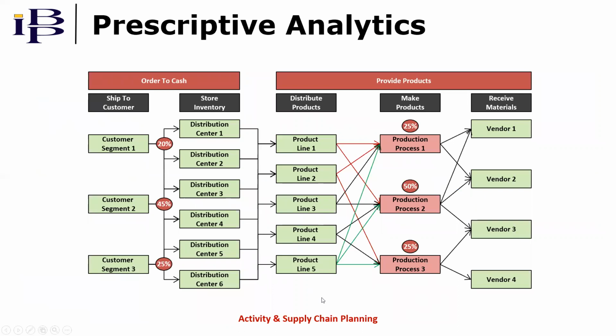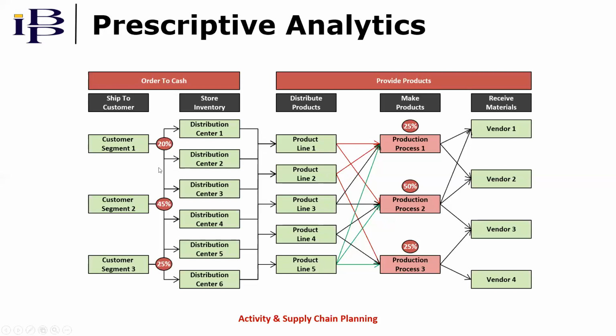So here's a simplistic one that I'll use to illustrate. In most supply chain models, you're planning from what you're shipping to a customer to the materials you receive, and you have some base activities that you're trying to model: shipping, storing inventory, distributing products, making products, receiving materials. Here are the overall processes. And you'll see these numbers here, 20%, 45, 25, and these ones down here. One of the things that a prescriptive analytics model does, and by the way, prescriptive analytics is a term that can describe supply chain optimization type models, they're forms of prescriptive analytics.